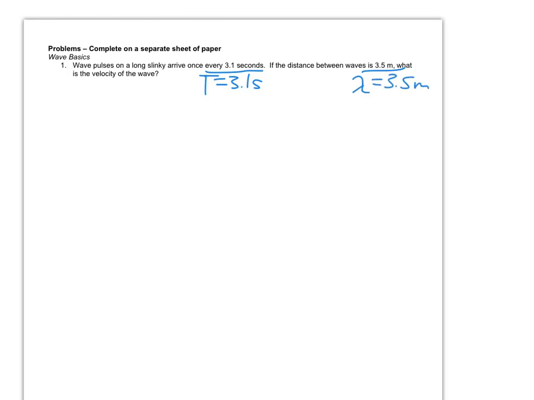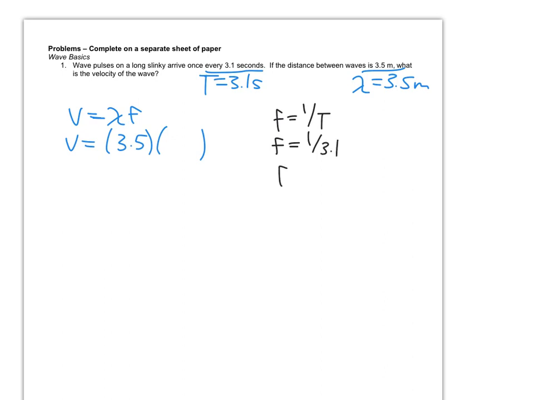We want to know the velocity. So we're going to use our equation velocity equals wavelength times frequency. So we can say our velocity is going to be this 3.5 times our frequency, but we don't know that yet. However, we do know the period, and with that period, we can find the frequency because we know frequency is just 1 divided by the period.